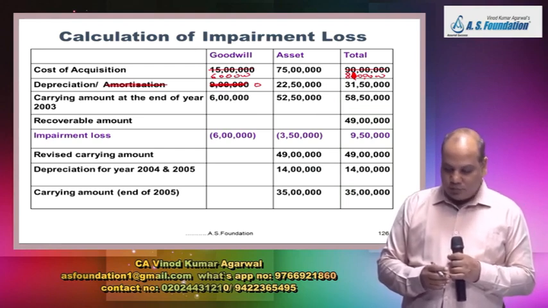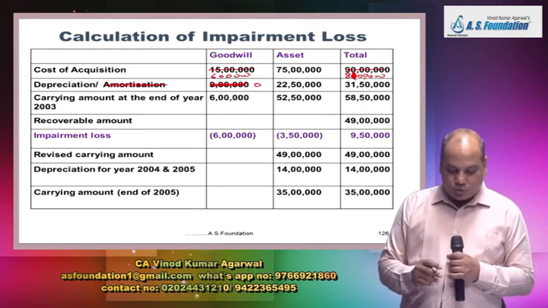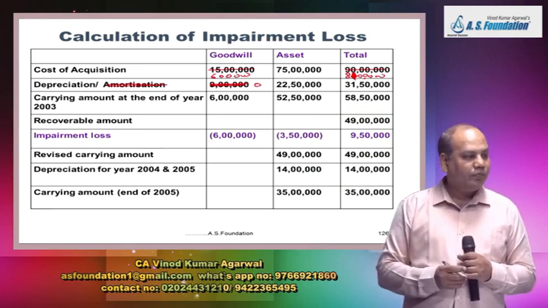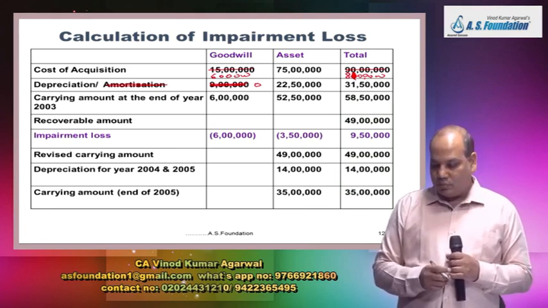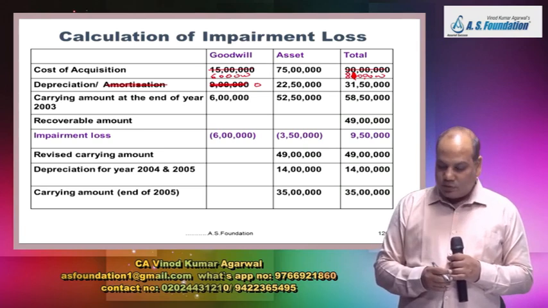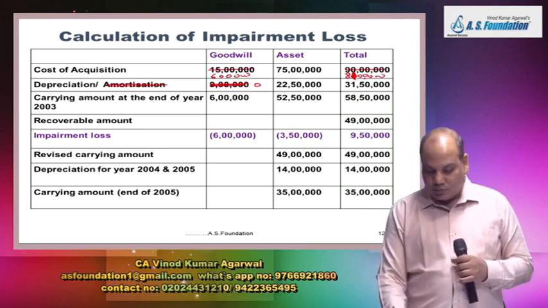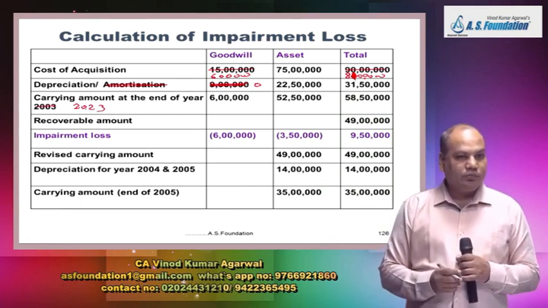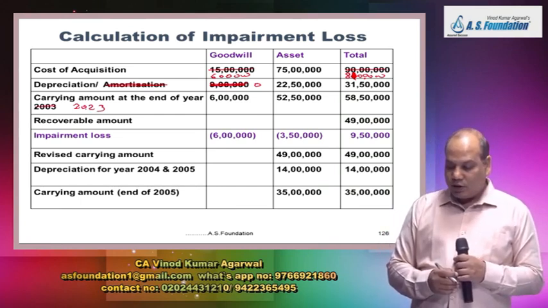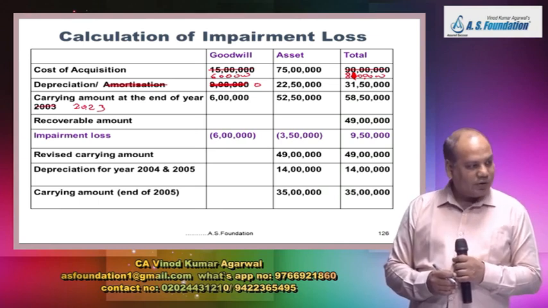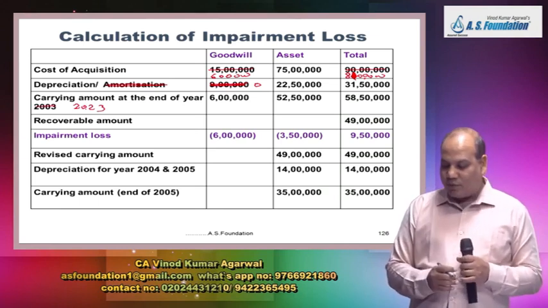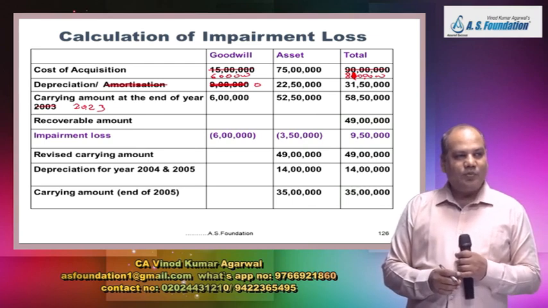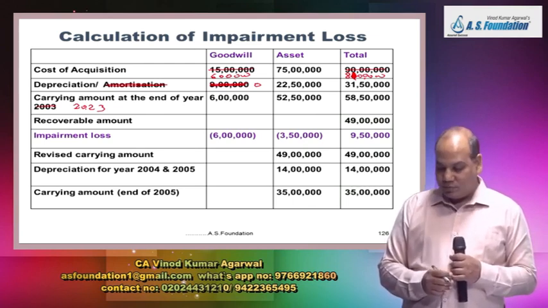75 lakh divided by 10 years into 3. 75 lakh divided by 10 into 3. Is it 22 lakh 50,000? Point number C, write down. Carrying amount at the end of 2023: 6 lakh is right, 6 lakh, 52 lakh 50,000 and 58 lakh 50,000.